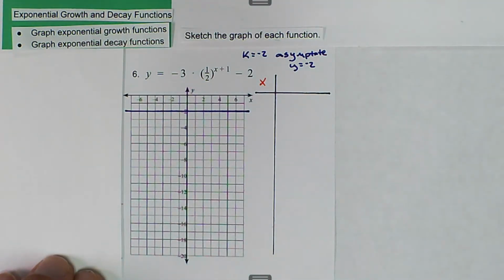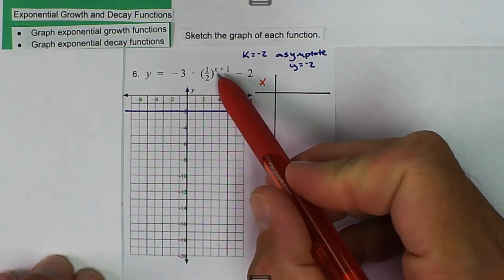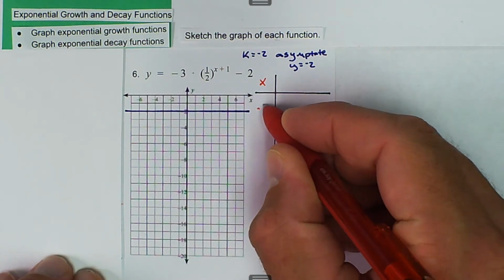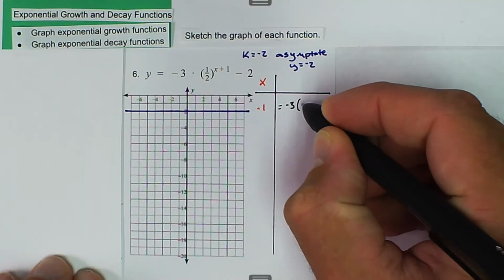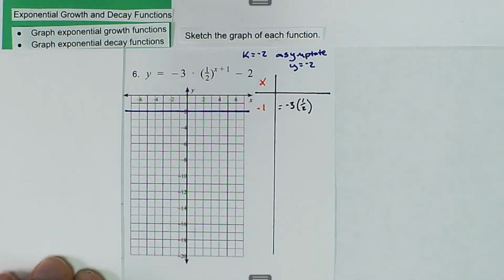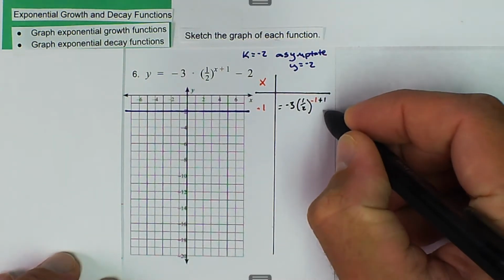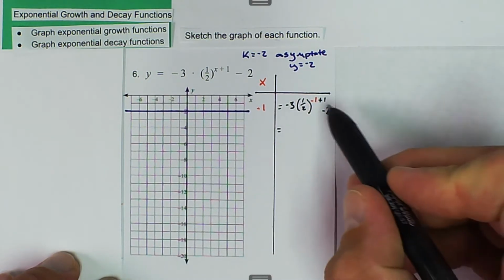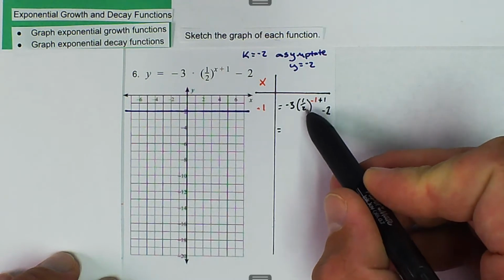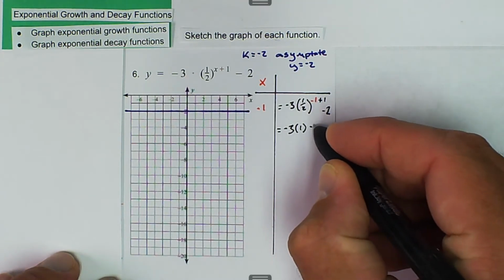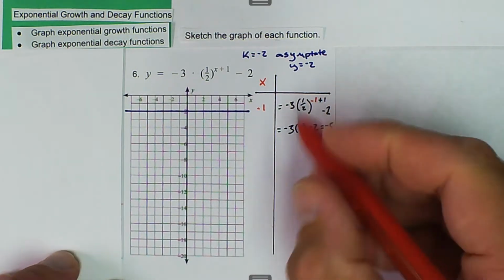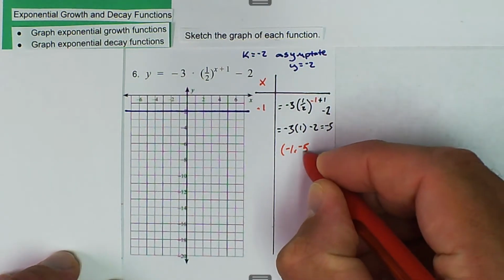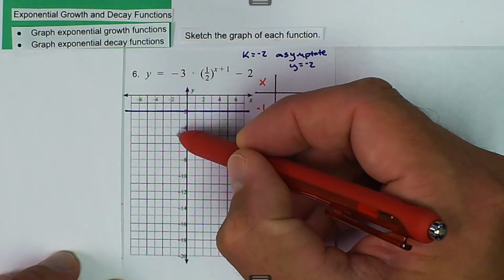And then we can substitute values in, and the first one I always want to try is when the exponent is 0. So I have to substitute in -1. And so we get -3 times 1/2 to the -1 plus 1 minus 2. So -1 plus 1 is 0. 1/2 to the 0 is 1. So we get -3 times 1 minus 2. So that becomes -5. So we get the ordered pair -1, -5. So -1, -5 is right there.